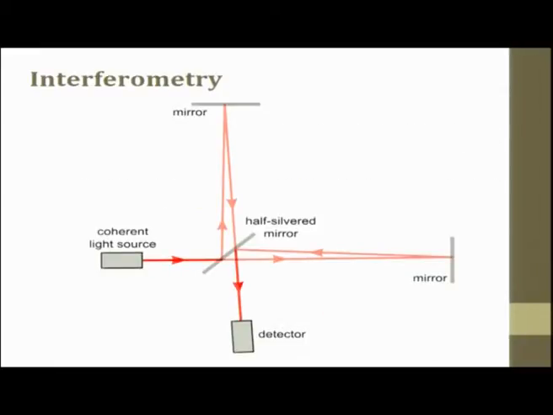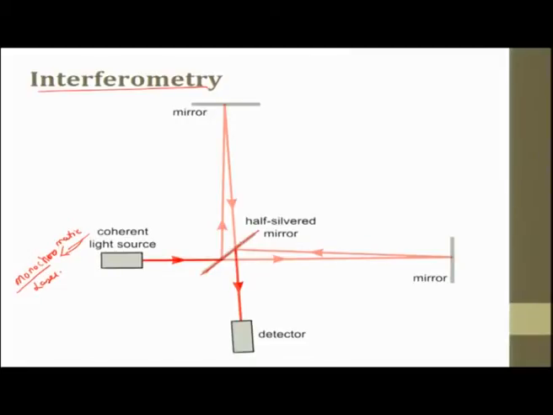So, this is a typical interferometry setup. Here is a coherent light source. This can be a monochromatic light source, or it can even be a laser. This coherent light source hits a beam splitter, which is a half silvered mirror, so the light gets split here.